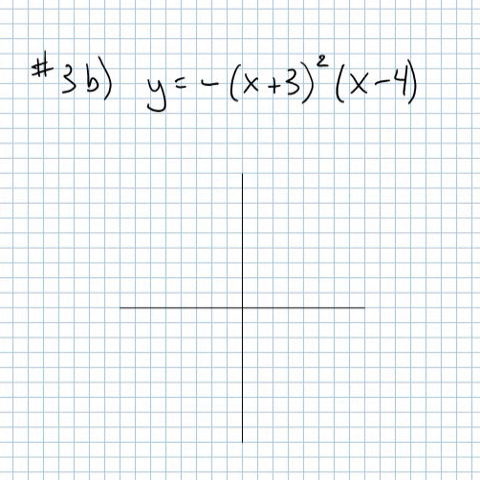Okay, for example, I have a negative coefficient. My degree is 3. Okay, this is a degree of 2 times a degree of 1. So you add those two together and you get a degree of 3. So this is going to behave like y equals negative x cubed. Okay, this is a negative cubic function. It's going to behave like y equals negative x cubed.